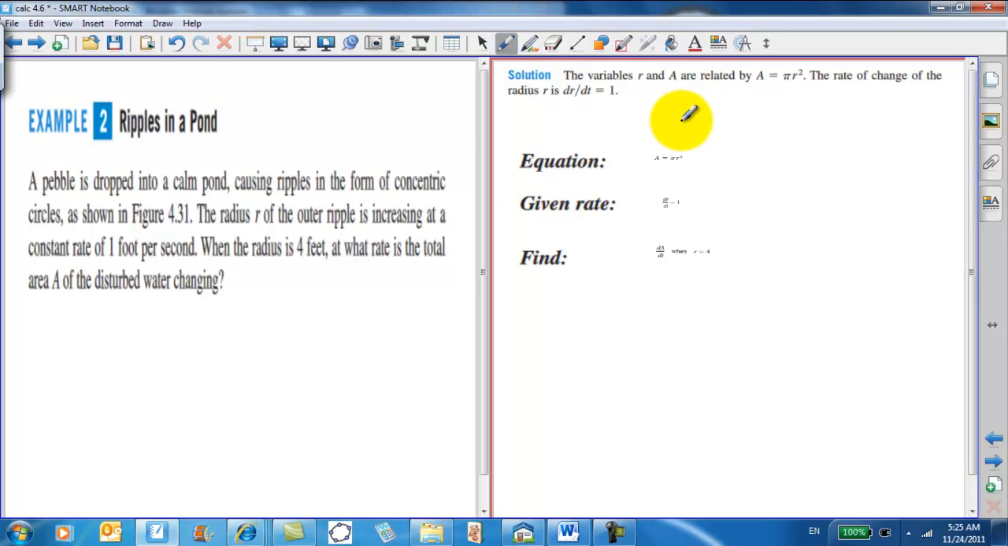So, the radius and the area are related by area equals pi r squared. The rate of change of the radius is dr/dt equal to 1. That's what it says right here, a constant rate of 1 foot per second. So what's the equation? Well, it was just mentioned.